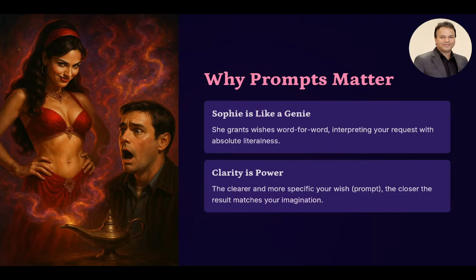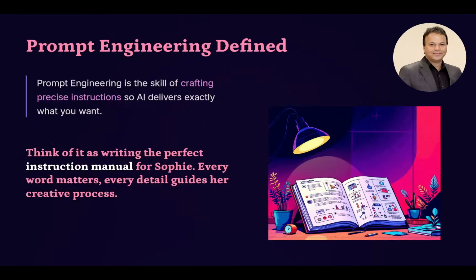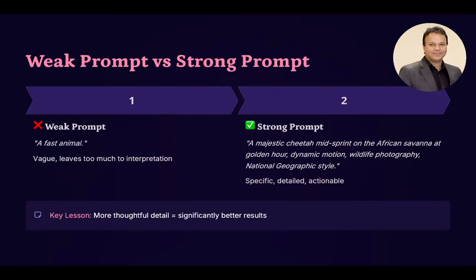So Sophie is also like a genie, right? You say this is what I want you to paint, and that's what she's going to paint. If you don't give enough information, she's not going to do that. So you know the definition, so I don't have to get into it. Crafting precise instructions, right? It's like an instruction manual, and she takes every detail that you've given in the prompt and builds it.